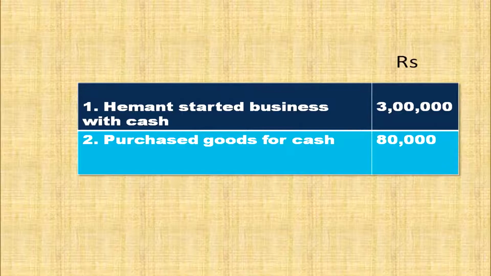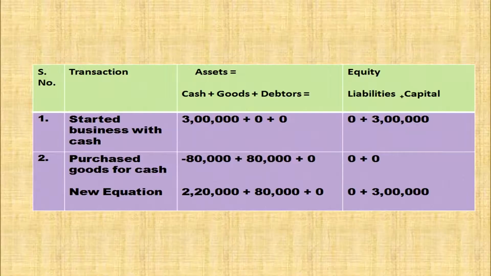Here are some more transactions in which we can be thorough with the accounting equation. First transaction, Hemant started business with cash rupees 3 lakh. Second transaction, purchase goods for cash rupees 80,000. When business is started, cash increases and capital also increases. So in the cash column I have included 3 lakh and capital 3 lakh. Cash will come under assets. So in assets I have included the cash column; cash increases and capital increases.